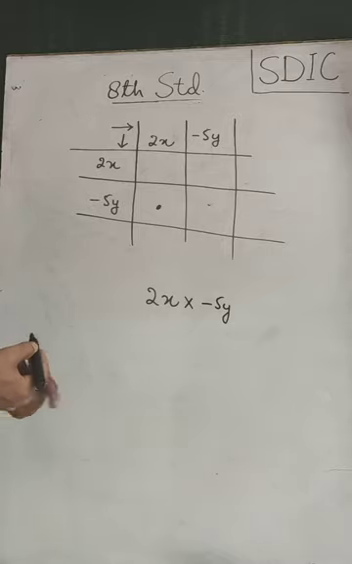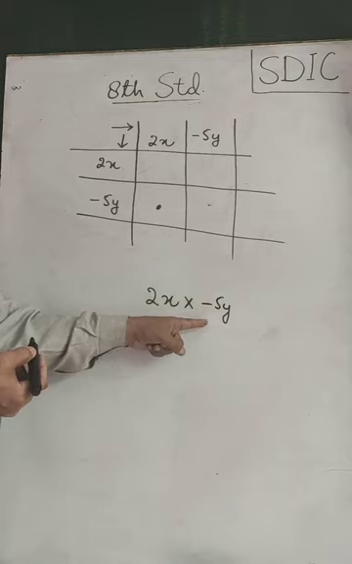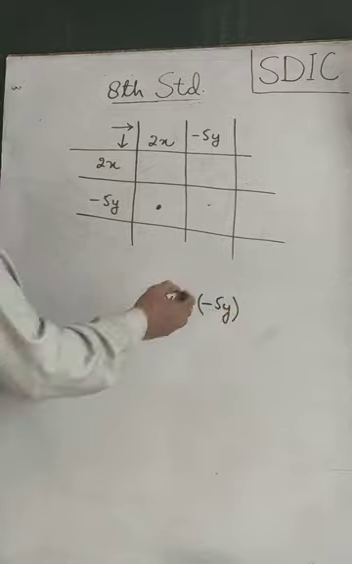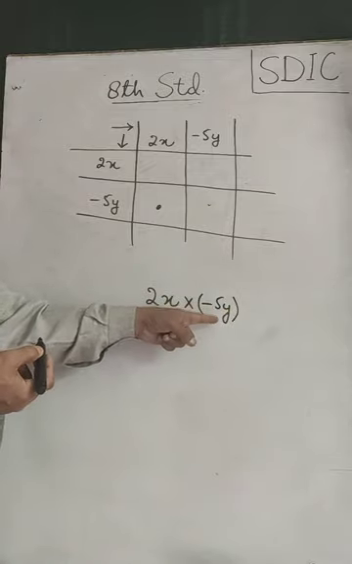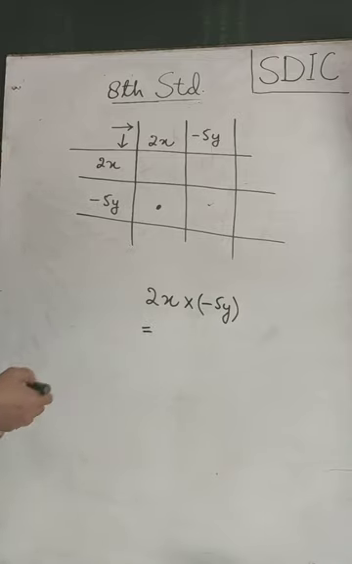And then you were told yesterday that if you have two signs together, like the multiplication and minus sign we have together here, in such a case we use a bracket. So it is 2x multiplied by minus 5y, with minus 5y put in the bracket. You will do this multiplication as you did yesterday.